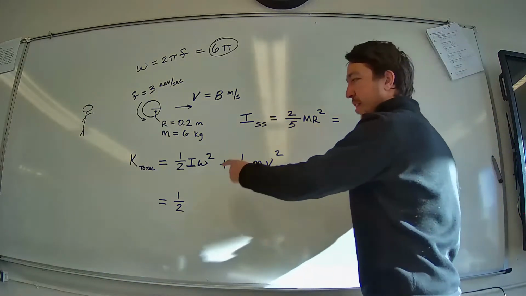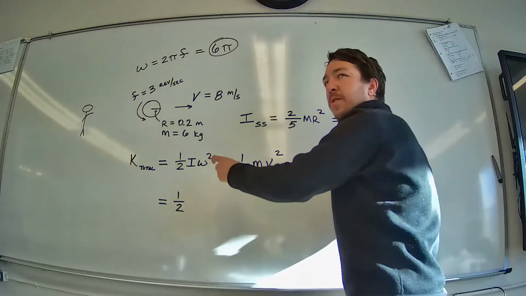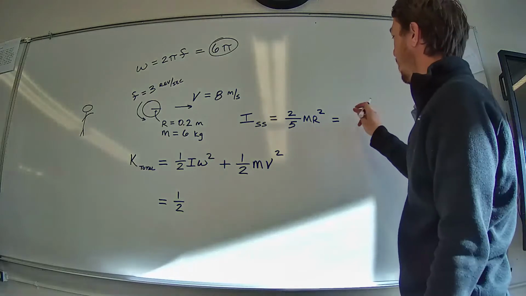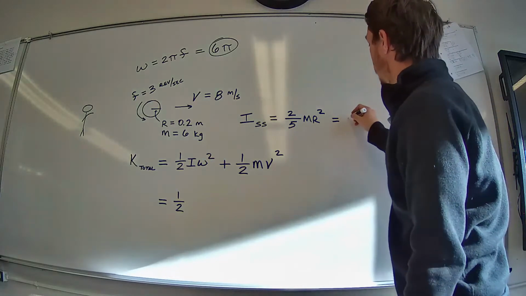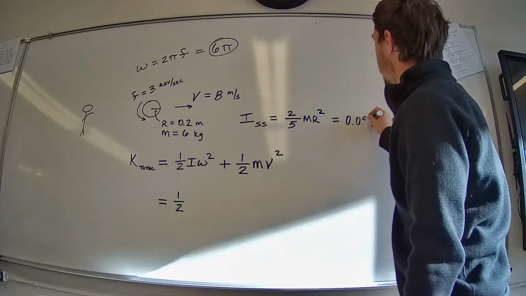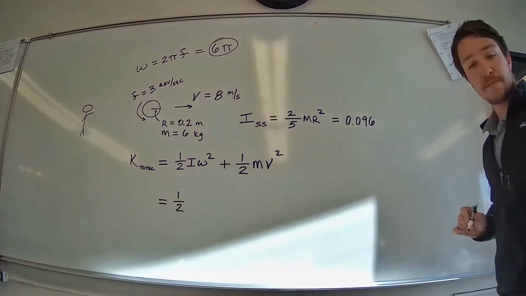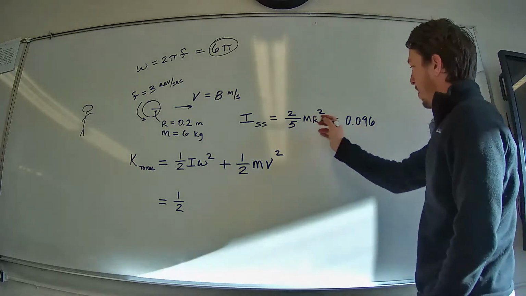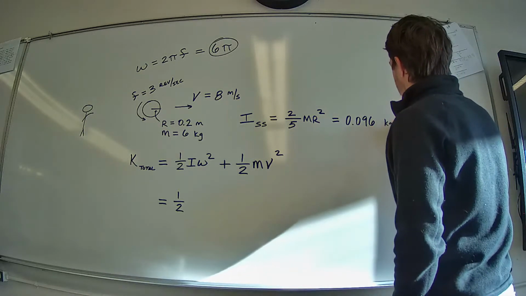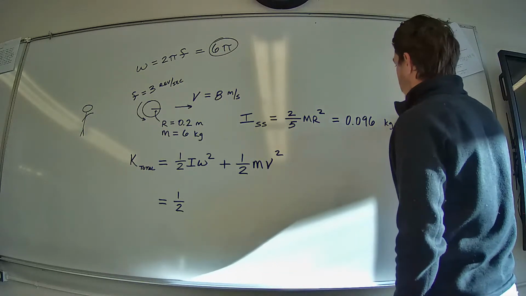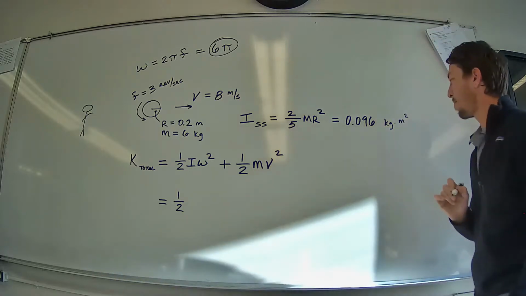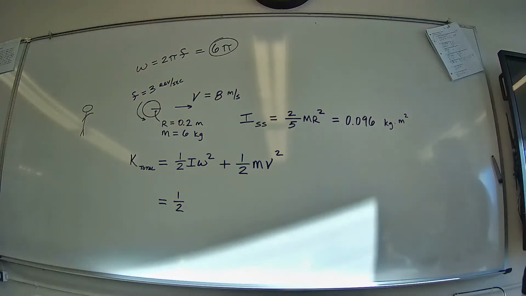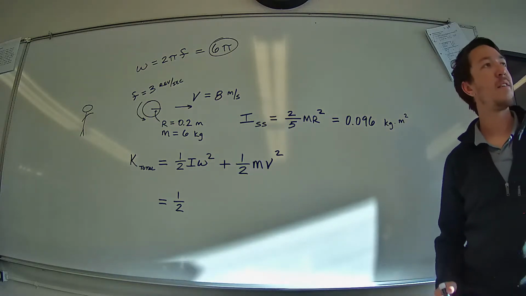You could lump this formula into this equation and kind of do it all at once. I'm feeling just calculate the I value. 0.096? Yep. Cool. And if I want to be really precise, I would add the units on. It's kilograms times meters squared.